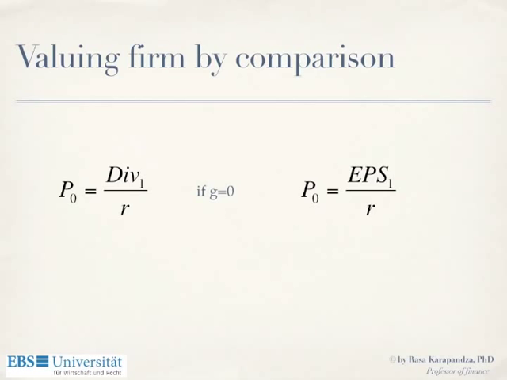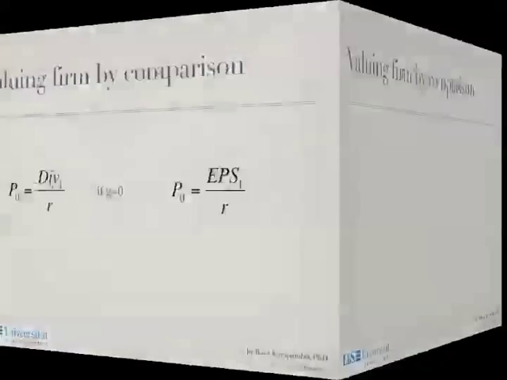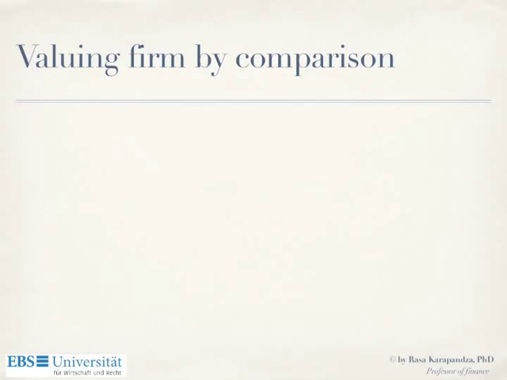So some people will use this rationale in order to estimate the value of the company. So how do they do it? They would say the following. Let's collect prices of stocks of companies that exist out there that are doing the same business as the company whose price I'm trying to determine.